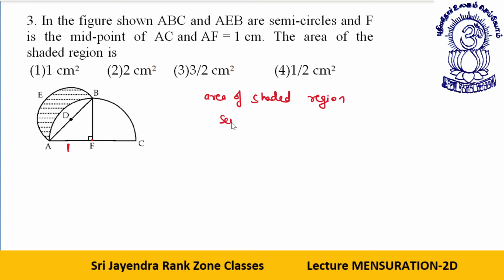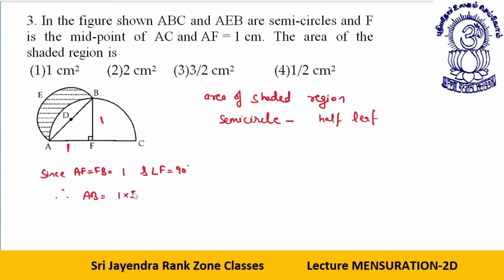This is semicircle minus half leaf. This is the hidden concept over here. If you subtract the half leaf from the semicircle, you will get the area of the semicircle. Now this is 1, this is 1. Since AF is equal to FB is equal to 1 and angle F is equal to 90 degrees, automatically AB will be 1 into root 2.